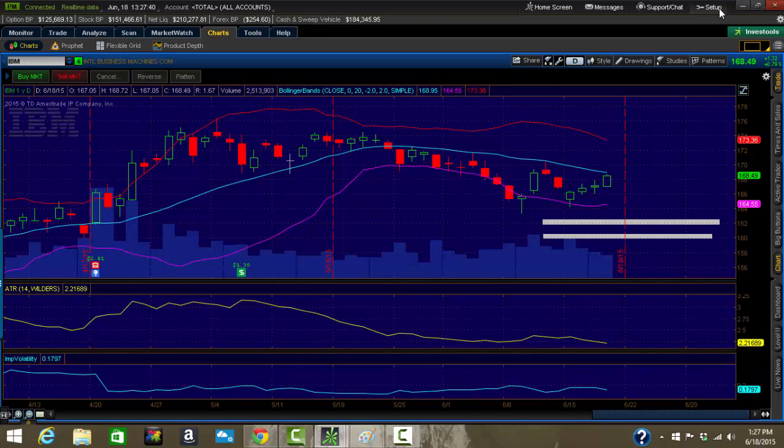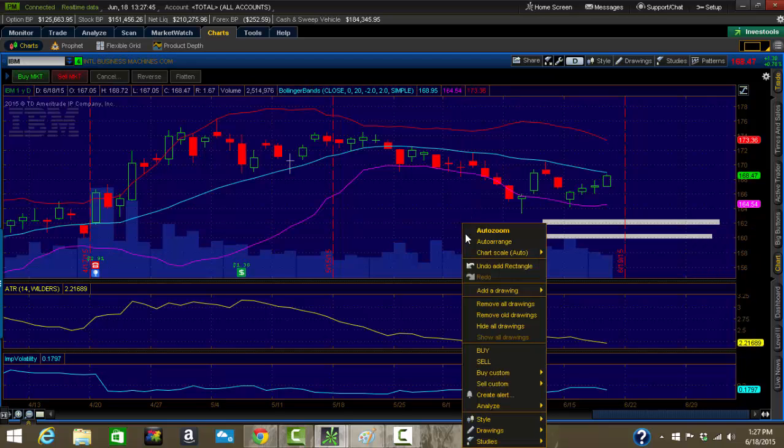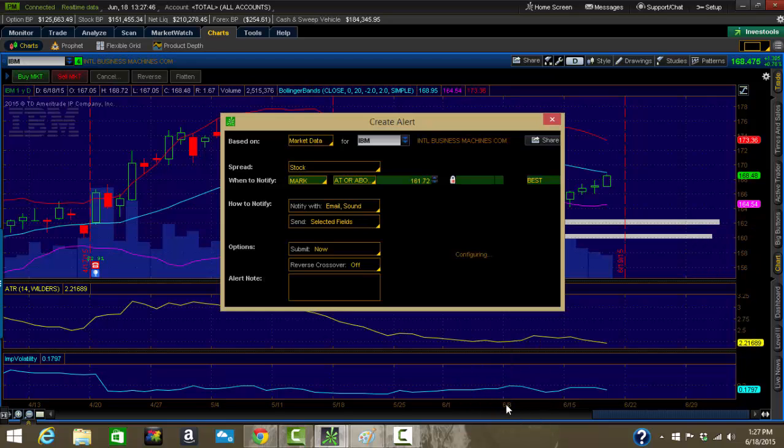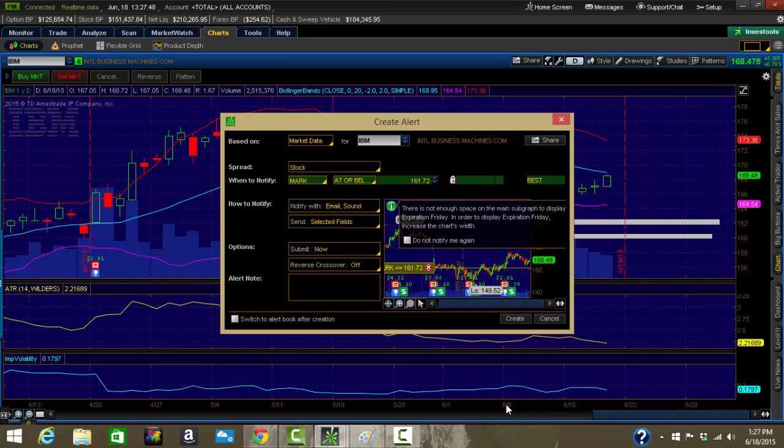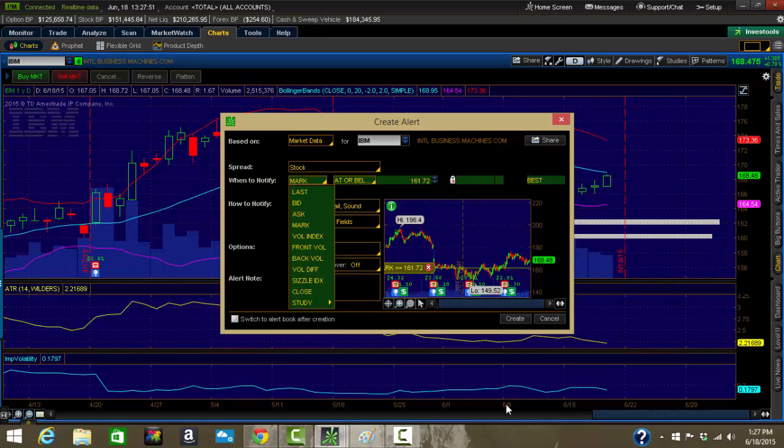What I like to do is right click and go down to create alert. I say at or below on the mark, which means the price. You could also use the last to trigger. There are a lot of different reasons to use one or the other. Mark is the middle of the bid and the ask spread as defined by Thinkorswim. Last is the price that was actually traded last. You could debate that a little bit. Then I'm going to say 160, and create an alert right there.